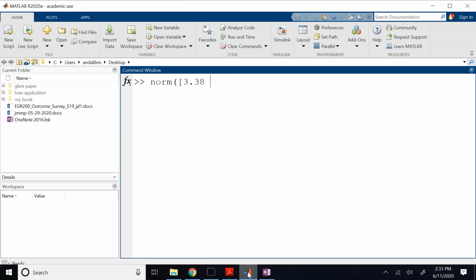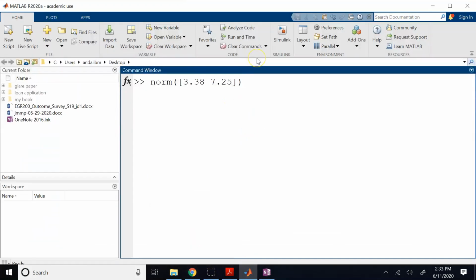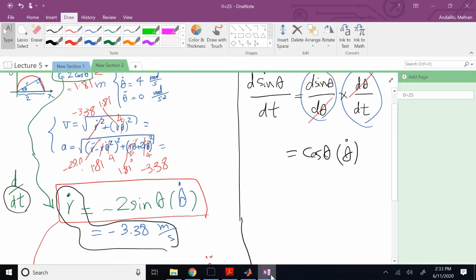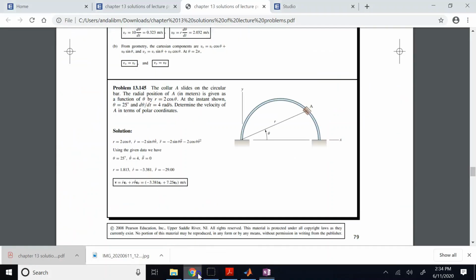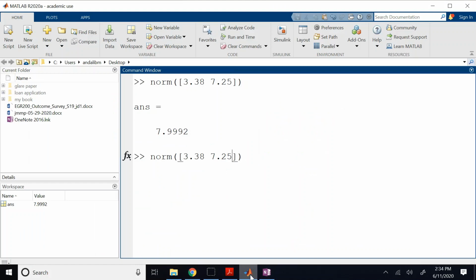I'm using the command norm in MATLAB, which gives you the magnitude of a vector. So this is going to be 7.99. I can round it to 8. So this is almost 8. And then if I plug in for acceleration, I would get this vector, which is 58 and 27, which is 63.98.